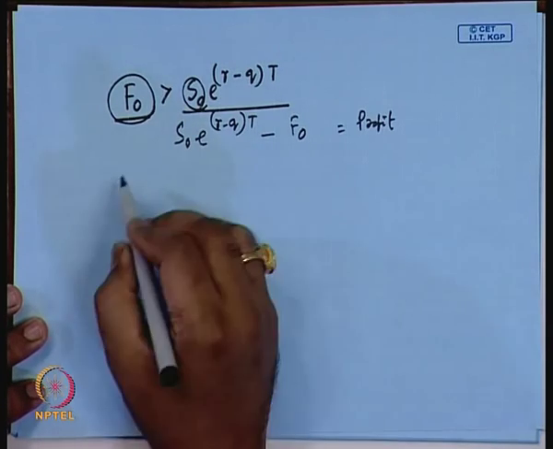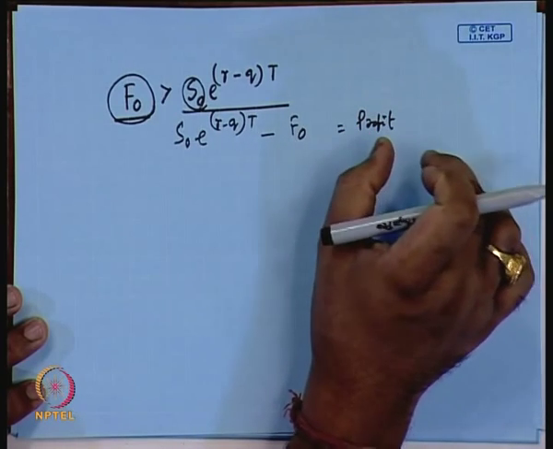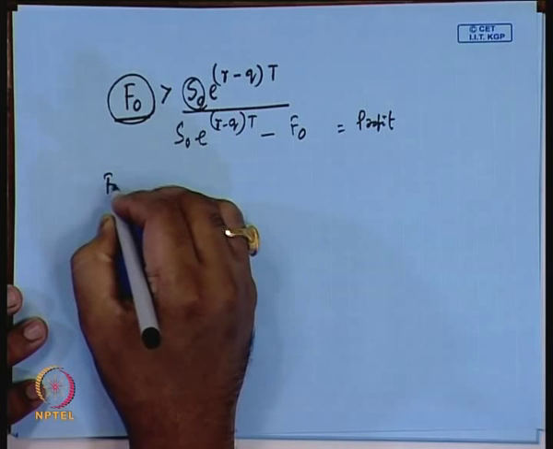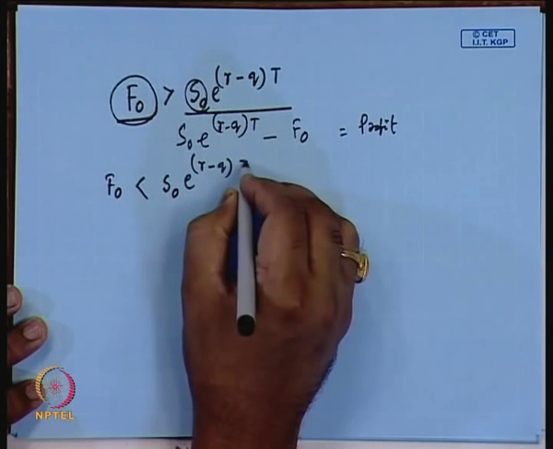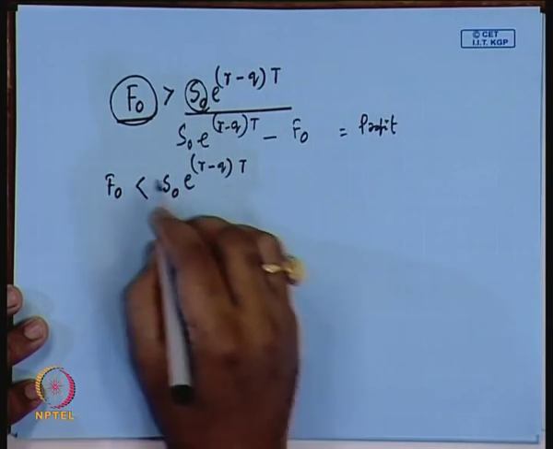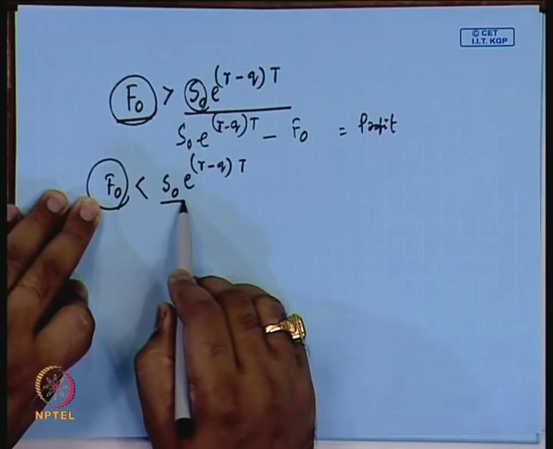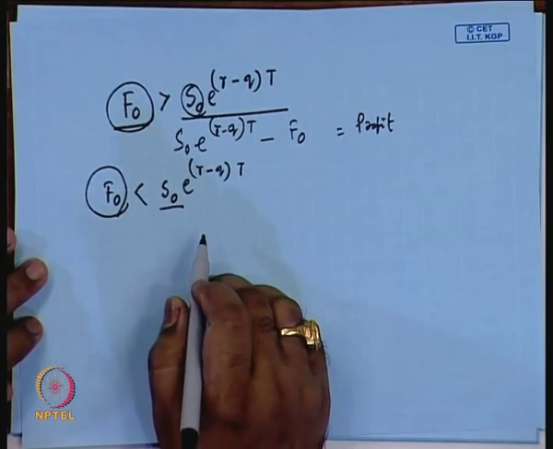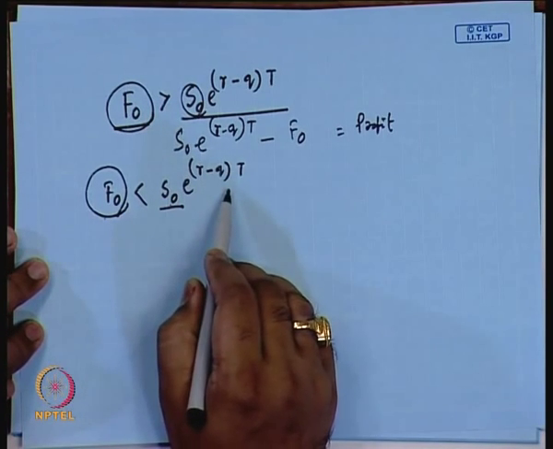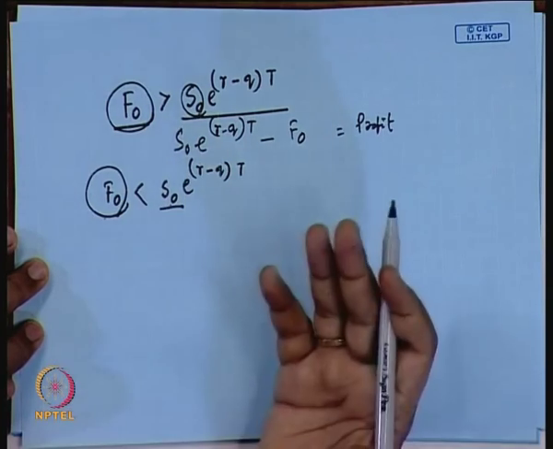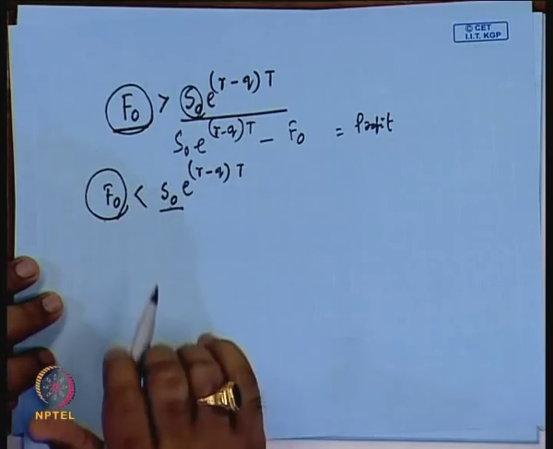But if it is reversed, there is again an arbitrage opportunity if there is a difference between the expected price and the actual price. When F 0 is less than S 0 e to the power r minus q into t, what will happen? The arbitrager will buy the future and short, or sell, the stocks underlying the index. If he owns the stock, he will sell it; generally he sells the stocks underlying the index.